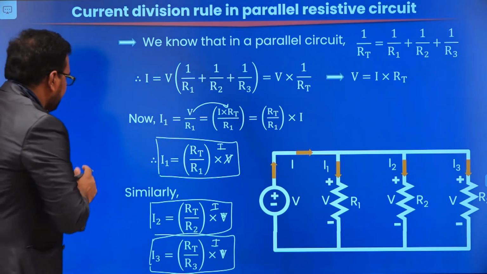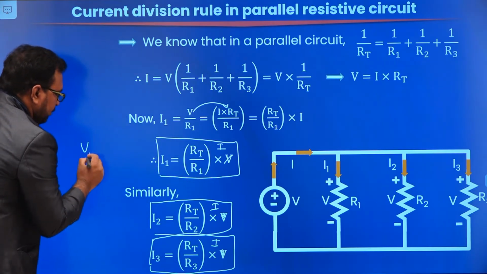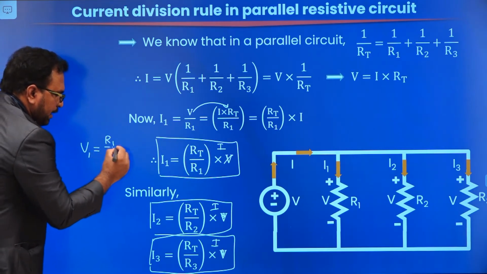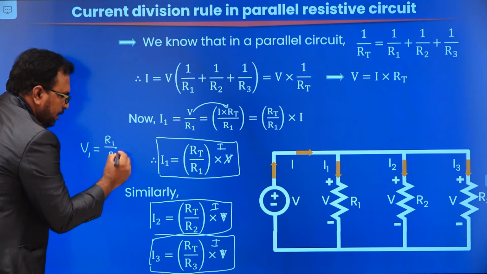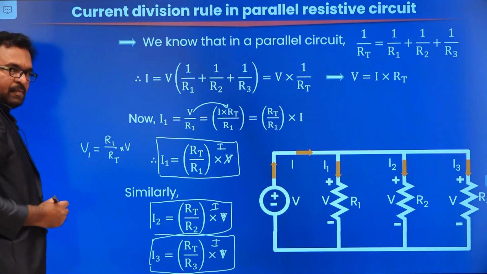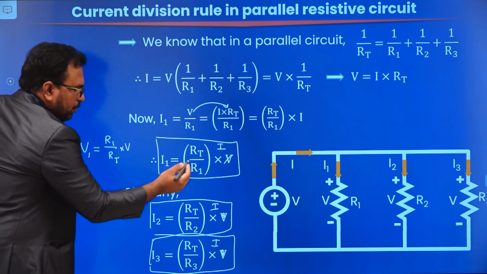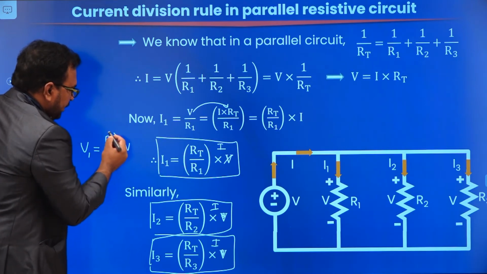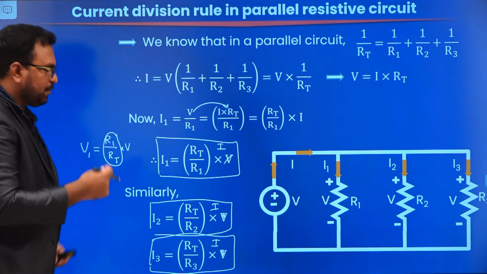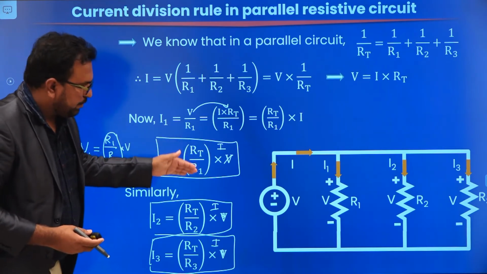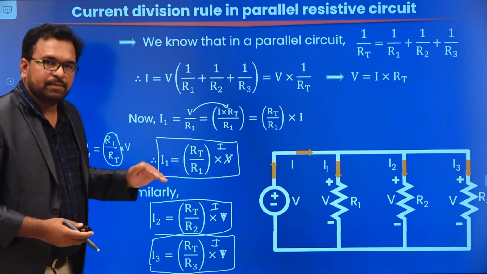If you compare this with the voltage division rule, in the case of the voltage division rule, V1 is equal to R1 by RT into total voltage. But in the current division rule, how will you calculate I1? I1 is equal to RT by R1. The ratio has been reversed, the reciprocal of that ratio. So RT divided by the individual resistance R1 into total current.